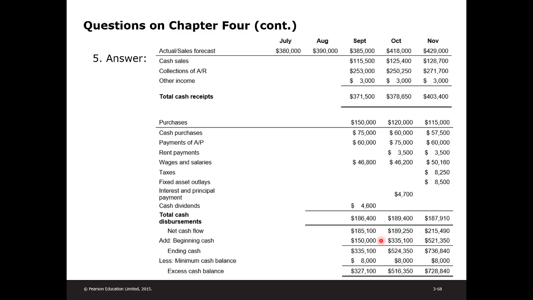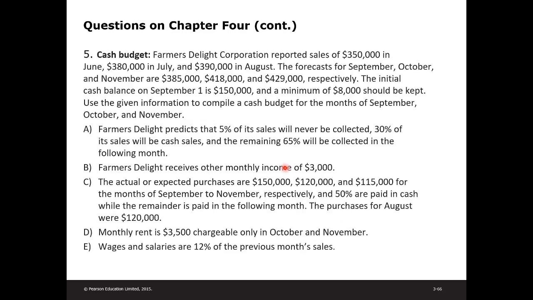Then we will add the beginning cash. We are given that the beginning cash of September is $150,000.